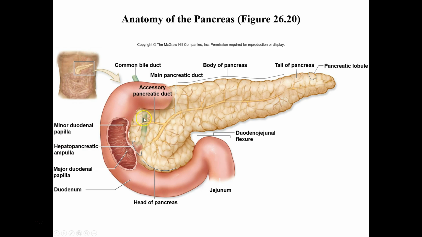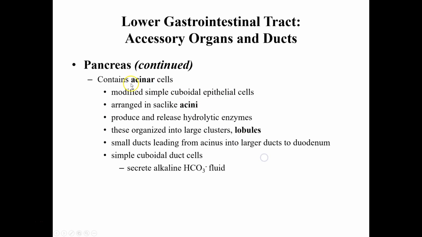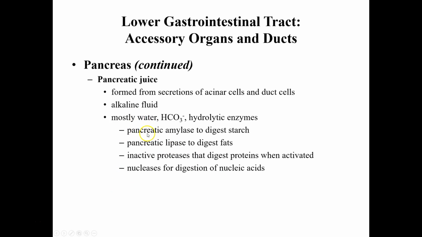And so again, here's that bile duct, here's the pancreatic duct, and then they share this opening where they release directly into the duodenum. So materials that are released into the duodenum include bicarbonate ions that increase the pH of the small intestine because chyme is so acidic. We also have pancreatic amylase, pancreatic lipase, so digesting starch, digesting fats, proteases, which digest proteins, and nucleases for nucleic acid digestion.